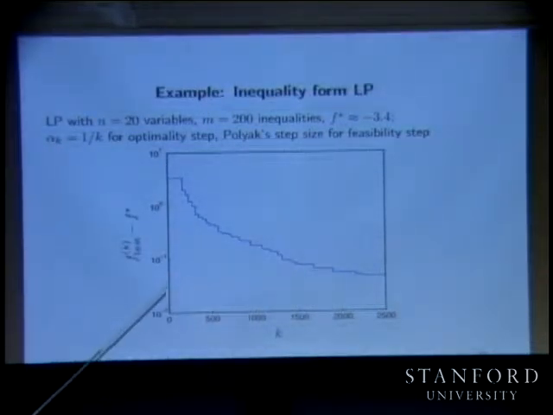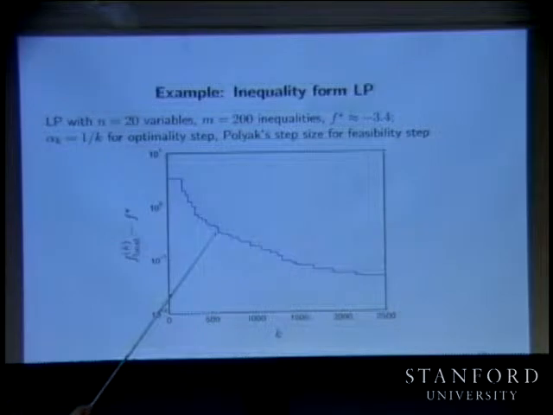I guess if f star is minus 3.4, then, well, look, this is not bad, right? Let's find out where 10% is. There's 10%. Okay, so it took you about 500 steps to get 10% or something. So each step here costs what? What's the cost of a step here?